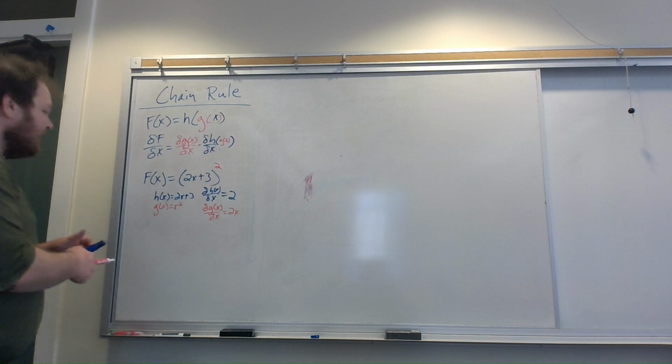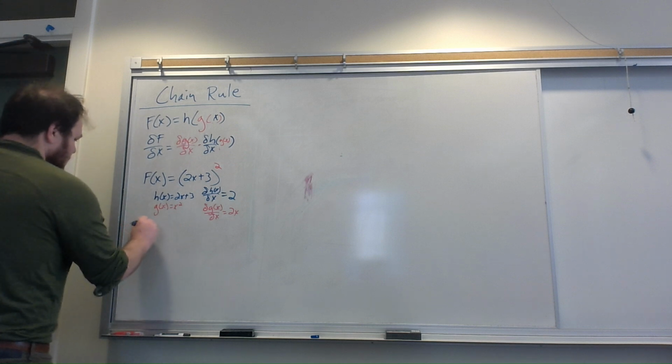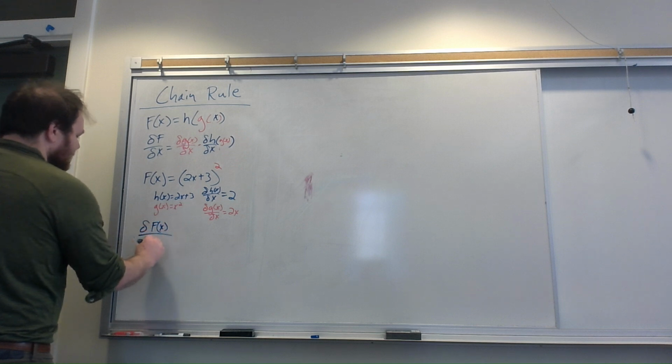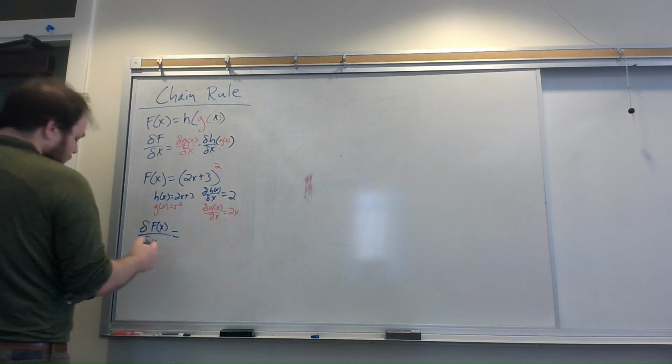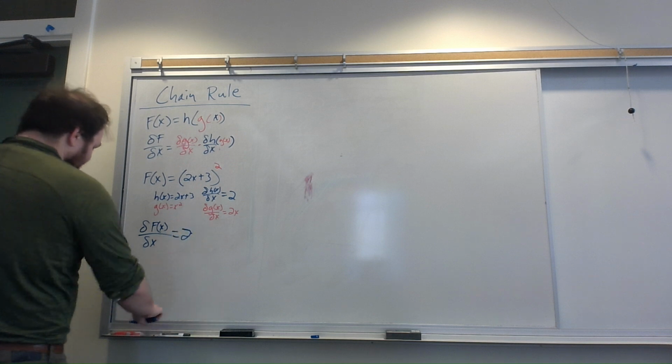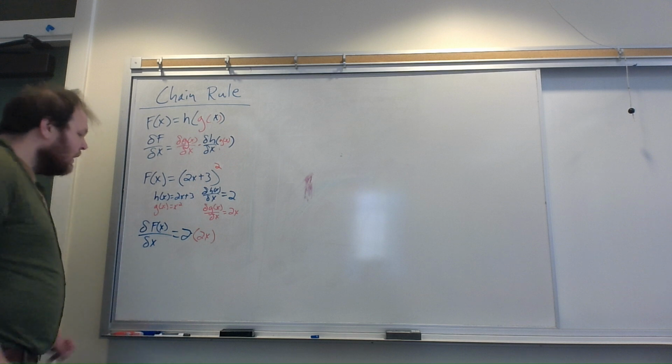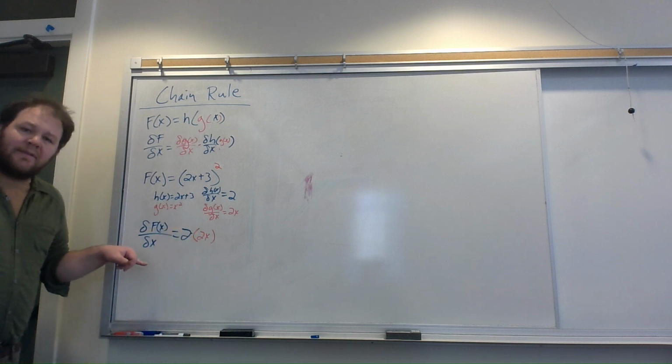Okay. So that's going to tell us that the derivative of f with respect to x is going to be 2 times 2x. Okay. You see how I'm doing this?